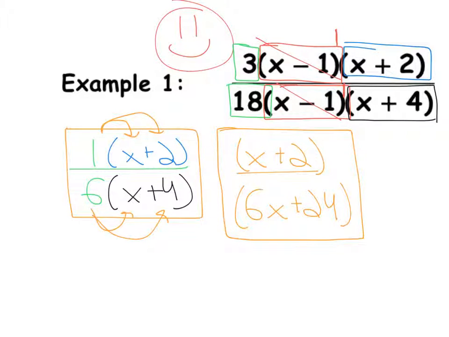Now, don't get crazy here and start canceling 2 and 24, or the x and x, right? X plus 2 can only cancel out with another x plus 2. 6x plus 24 can only cancel out with another 6x plus 24. Okay? So this is the type of stuff we're going to be looking at today for the most part. All right? Okay, so let's move on.